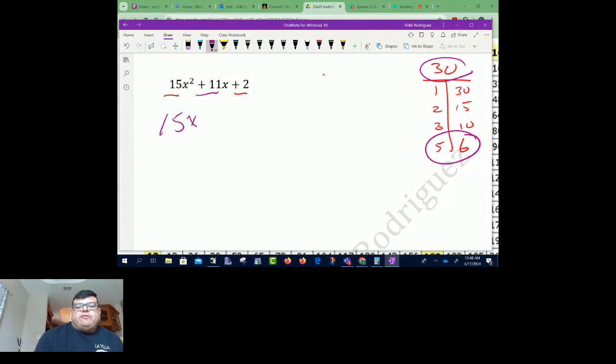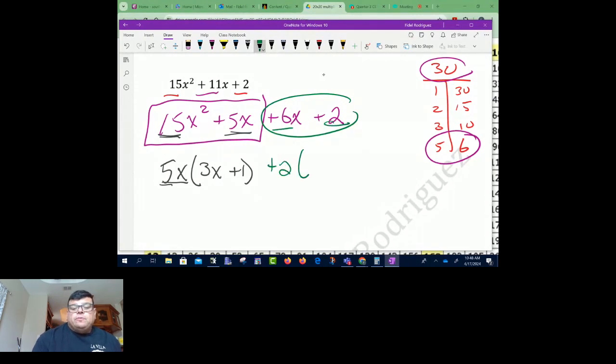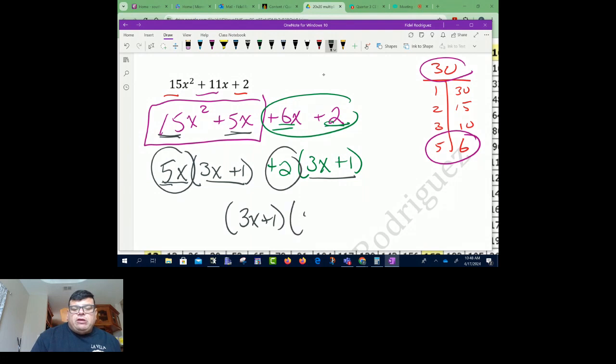So look, 15x squared plus 5x plus 6x plus 2, okay? So right here, I'm going to say, look, let me take out a 5 and let me take out an x. So 5 goes into 15 3 times. 5 goes into 5 1 time. And then over here, I can say, look, what goes into both? The number 2. 2 goes into 6 3 times. 2 goes into 2 1 time. Those guys match up, 3x plus 1. And I'm still left with a 5x and a plus 2.